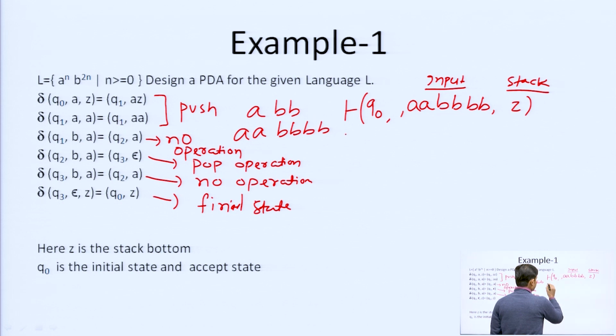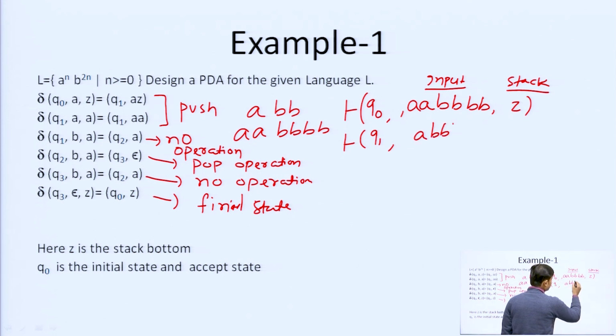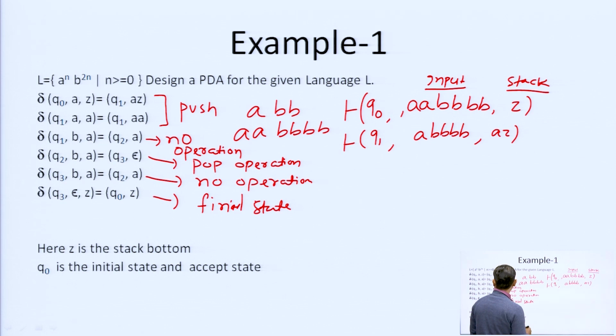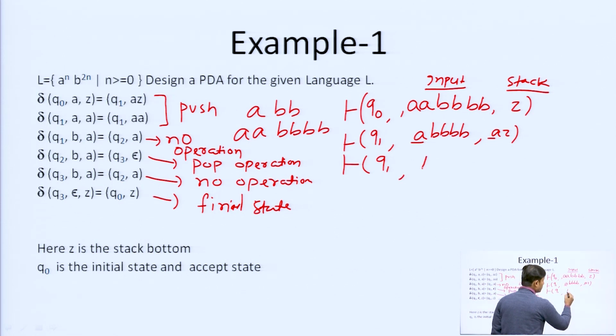First step: we are in the q0 state, the input is a and the stack top is Z. What do you have to do? Go to q1 and push a into the stack. This gives a Z. Now the state is q1, the input is a and the stack top is a. Then again you go to q1 and push a into the stack.